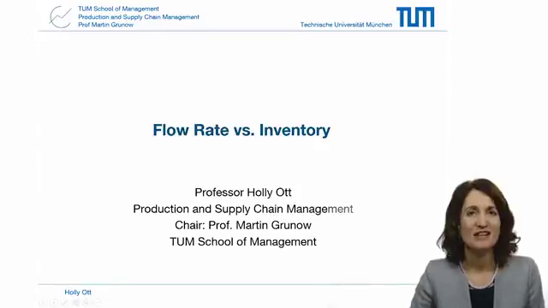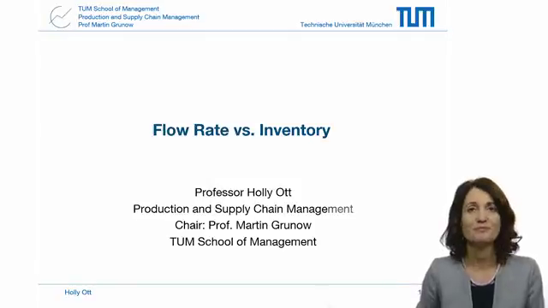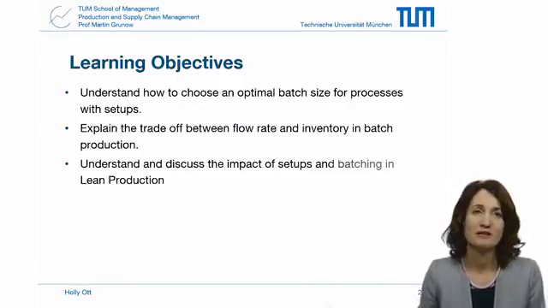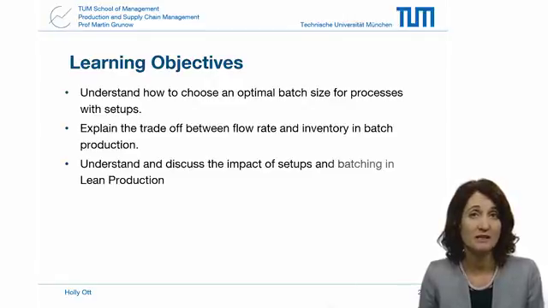Now that we understand that batching production flow units can increase our capacity when setup times are present, we want to look at the trade-off between flow rate and inventory. Our learning objectives are to understand how to choose an optimal batch size for processes with setups, to explain the trade-off between flow rate and inventory in batch production, and to understand and discuss the impact of setups and batching in lean production.